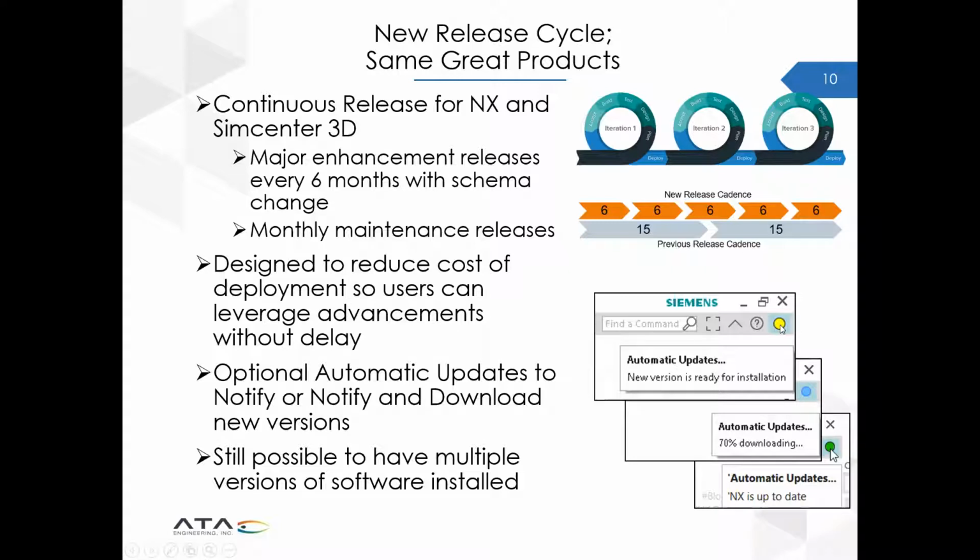Again, it's off by default, and you'll notice up in the top right-hand corner, there's this little circle that has a couple different color options to let you know what the automatic updates is doing. So if you have it off, it'll just be gray. If it's on, it'll be yellow if a new version is ready for installation. It'll be blue while that version is downloading, and then it'll be green if your software is up to date.